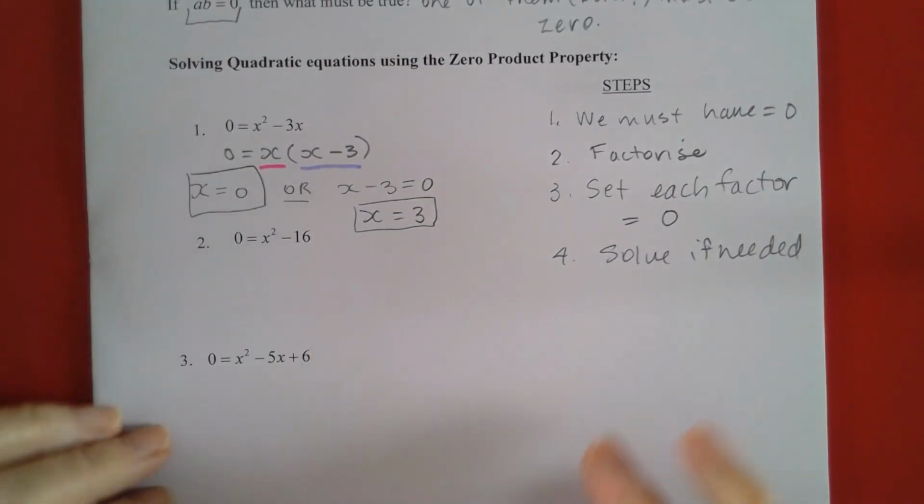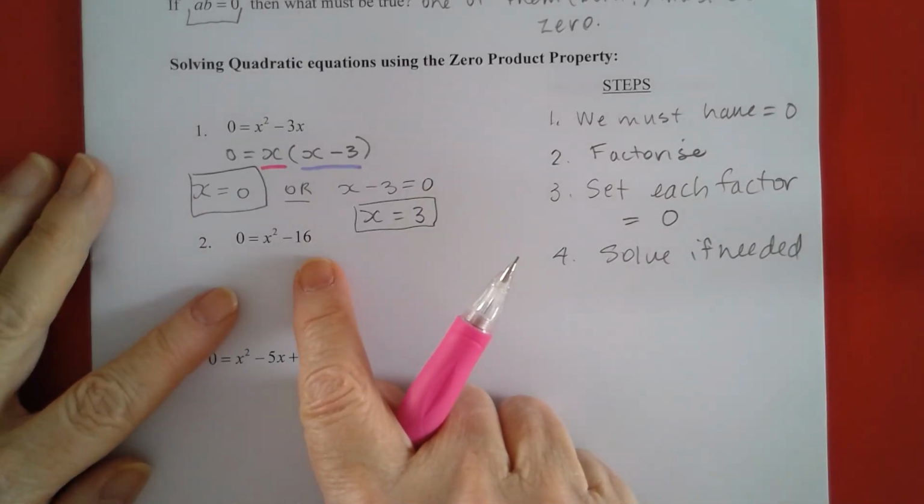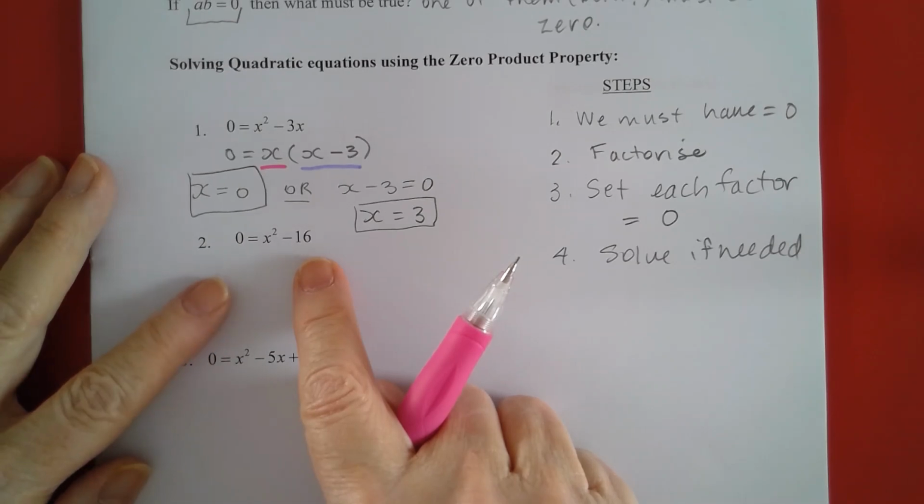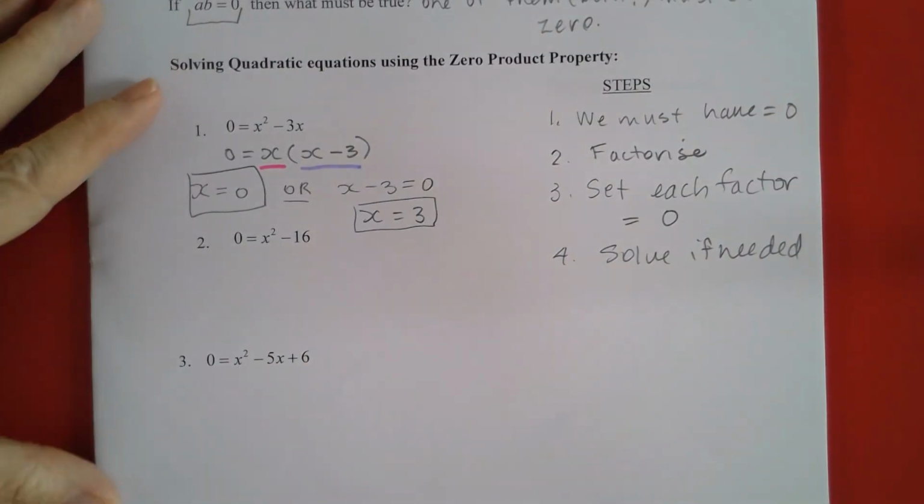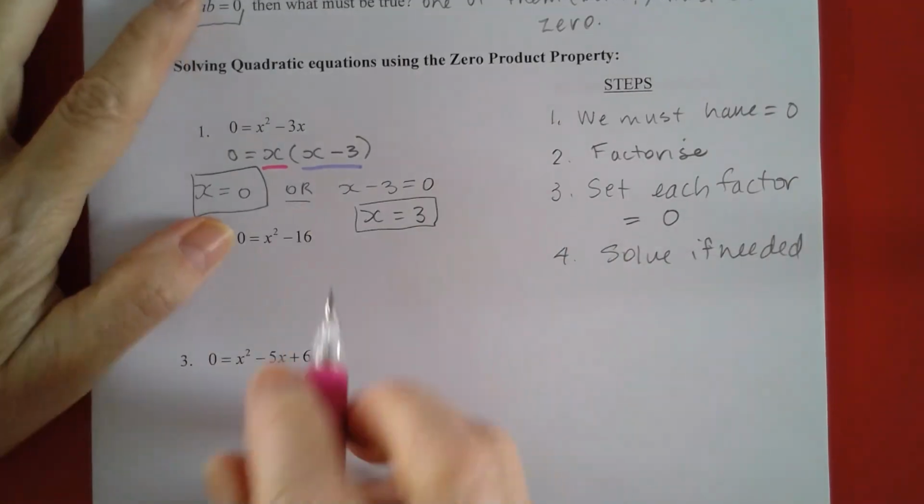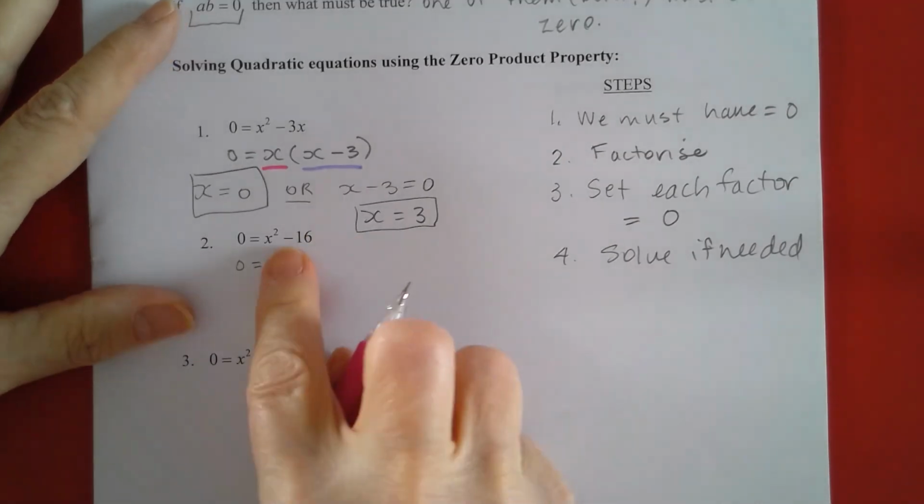Okay, here we go. Here's the next one. What do you guess the answer is going to be already? Look up to your graph. Okay, let's do the factorizing. So we must have equal to 0. Tick, I've got that done. Now we must factorize.